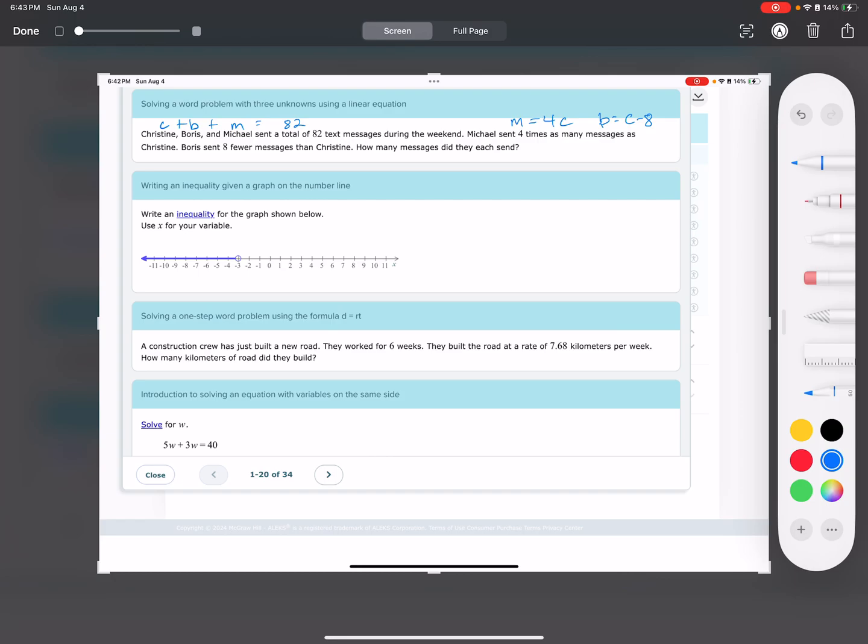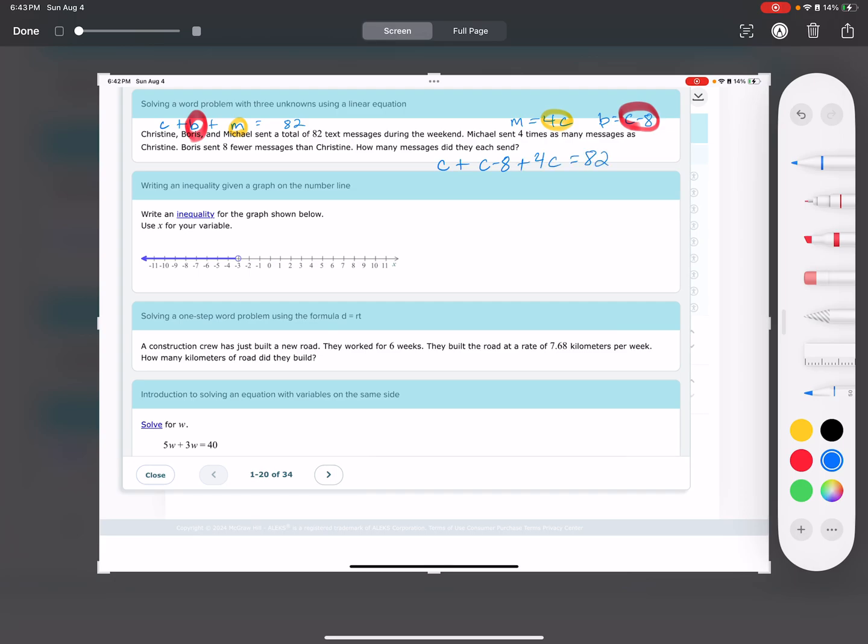If you notice here, let me just highlight here and show you. Let's look at our highlighter. There we go. So if you notice, Michael is going to be 4C, and Boris here is going to be C minus 8. So all of these terms are going to turn to C because we have Christine here, and we have Boris, C minus 8. That's that. And then finally, Michael is 4C, and then that's equal to 82.